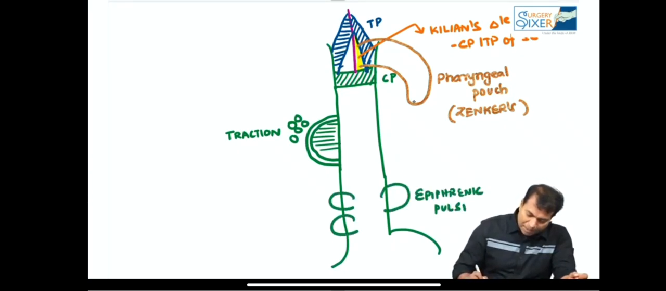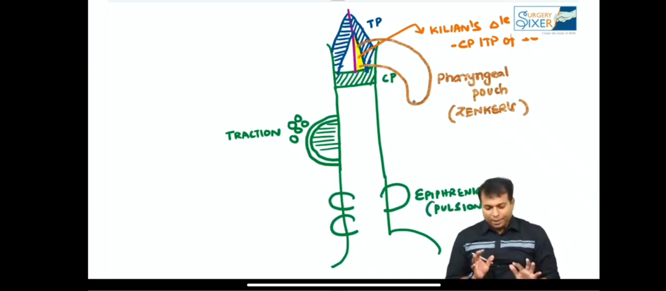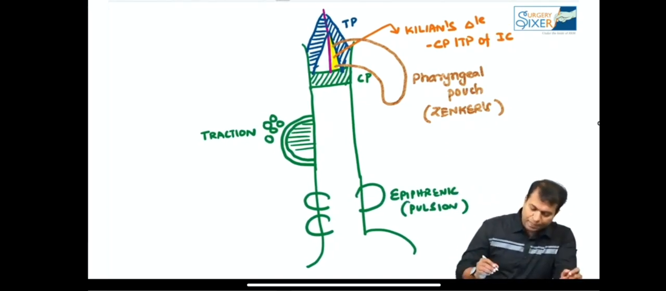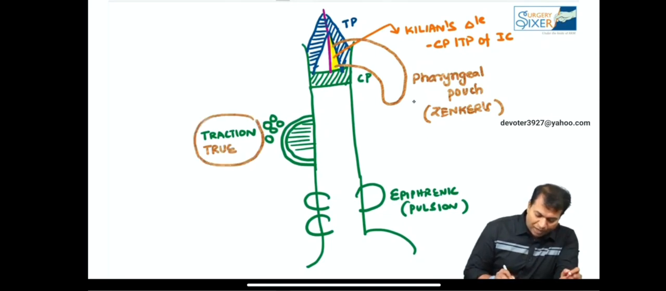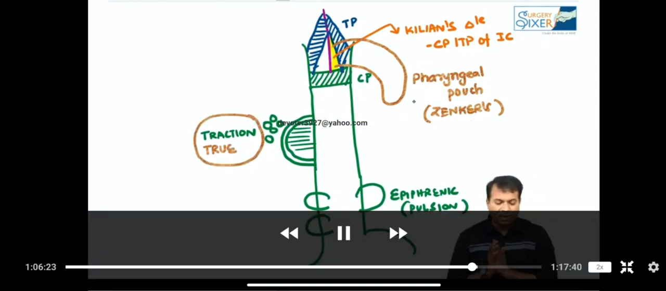Epiphrenic, also known as pulsion diverticulum, is seen in the lower part of the esophagus. These are the 3 diverticulums seen in the esophagus. In this, traction diverticulum is the only true diverticulum. All other diverticulums are false diverticulum. Only traction diverticulum is true diverticulum.